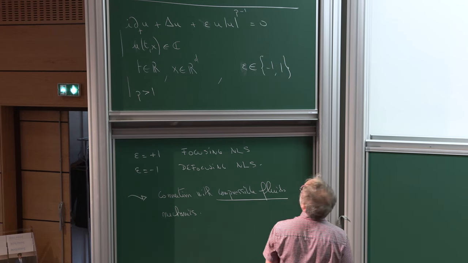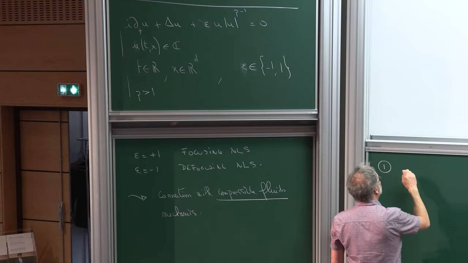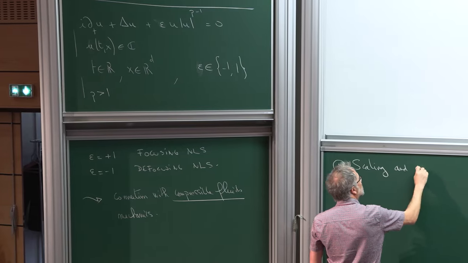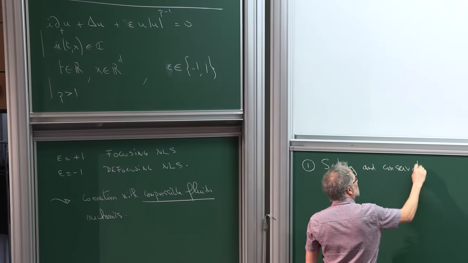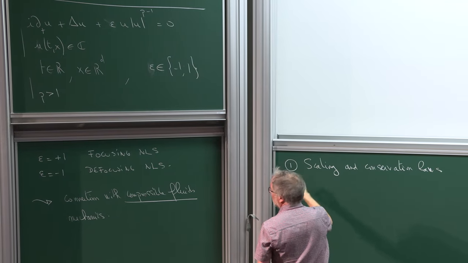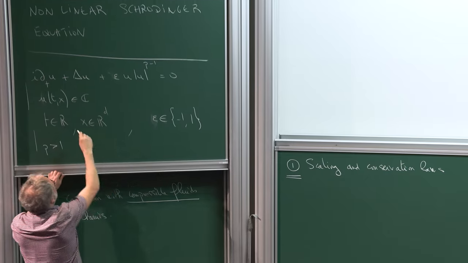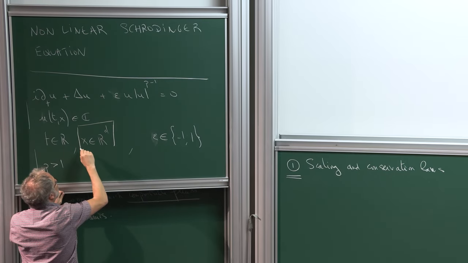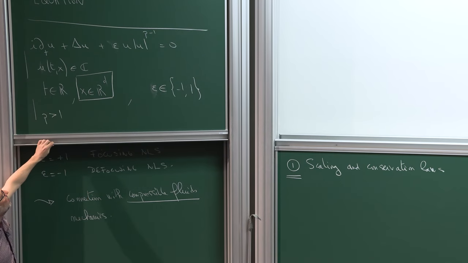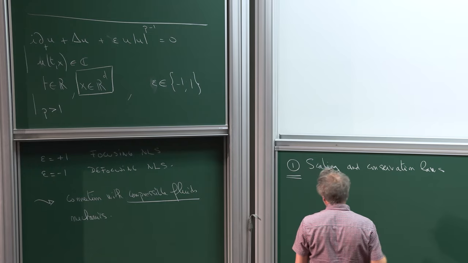Okay, so there are two fundamental facts you need to know about this equation. Scaling and conservation laws. Of course I should insist, everything I'm going to talk about, I always talk about the whole space. I'm never in a domain. And of course it's understood that for my boundary conditions, I want my u to be well localized at infinity, right? So everything is going to zero at infinity.